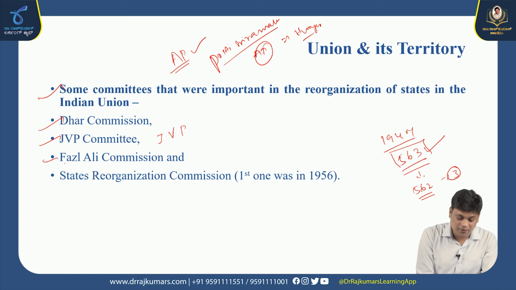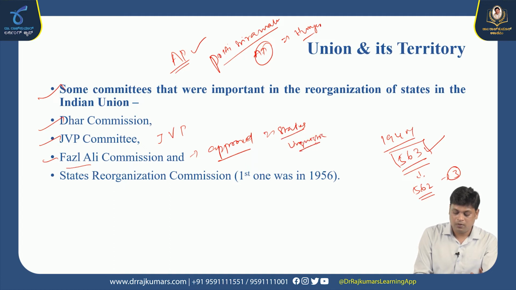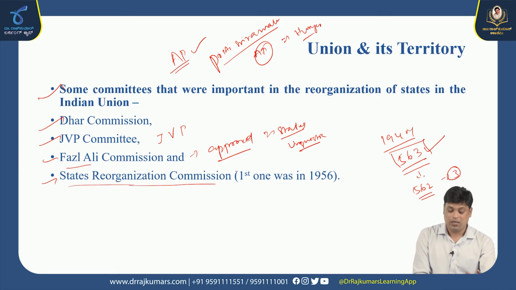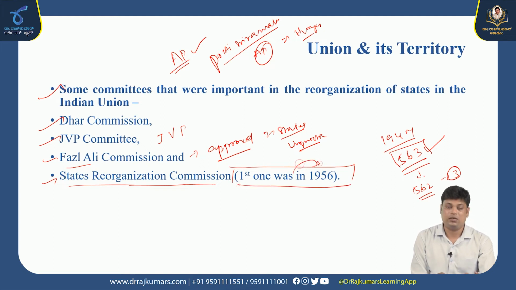So, after that only, the Fazal Ali Commission was appointed, and it approved that states can be divided based on language, linguistic provinces. Based on that only, states are getting their names based on their language. So the State Reorganization Commission was set up for the purpose. The first commission was in the year 1956.